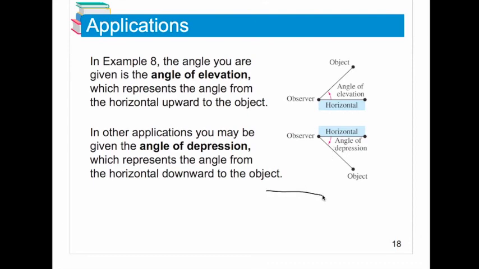So if you're talking about a pool that you're making and it slowly descends to the deep end, there would be an angle of depression there. If you're talking about flying a kite up in the air, the angle of elevation of the kite. Just some brief vocabulary there.